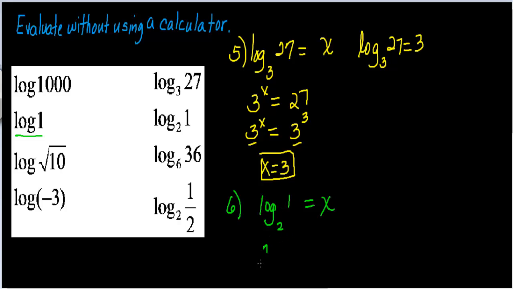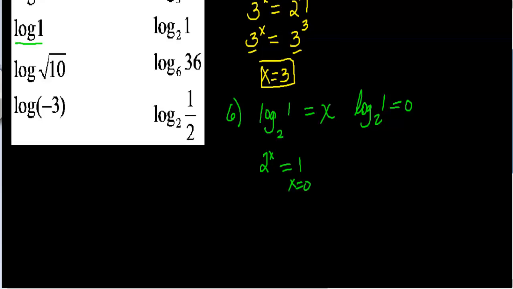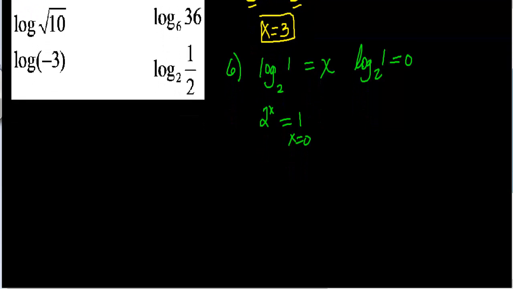So I raise 2 to the x power and I equate it to the argument. Okay, and let's start analyzing. What number can x be so that this whole thing equals 1? Well, x has to be 0. So log base 2 of 1 is equal to 0. Okay? Let me go down a little bit. Now I'm going to do number 7, which is this one. And then number 8, I'm going to work down here.